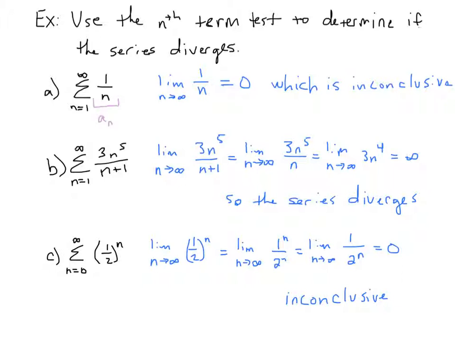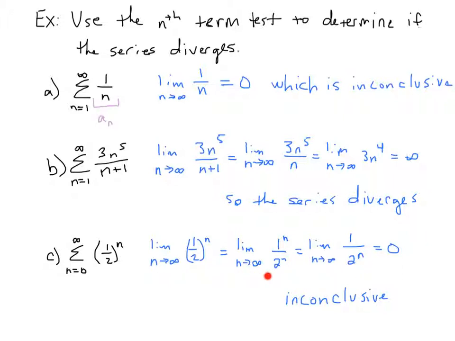And then for C, I have another infinite series, 0 to infinity of 1/2 to the n. So this is my general term. I'm going to take the limit of that. You have to be careful with this one because 1 over 2 to the n, well, you'll see. We need to distribute that n to both of the things. So I have 1 to the n, but 1 to any power is just going to be 1, so really 1 to the n is the same thing as 1. And then 2 to the n on the bottom.